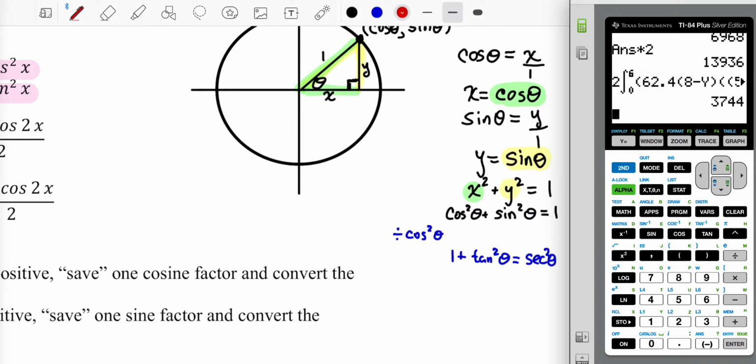All right. In the same vein, oops, I meant to write sine. If you divide each term of the Pythagorean identity by sine squared, you're going to get cosine squared divided by sine squared, which is cotangent squared. Sine squared divided by sine squared is equal to 1, and then 1 divided by sine squared is equal to cosecant squared.